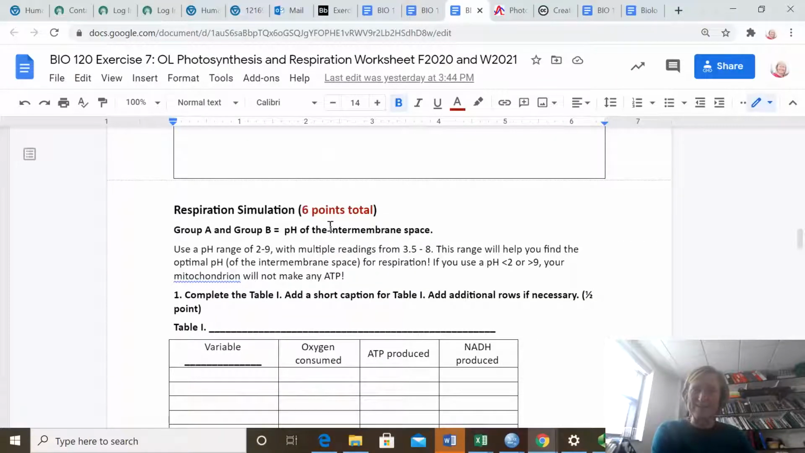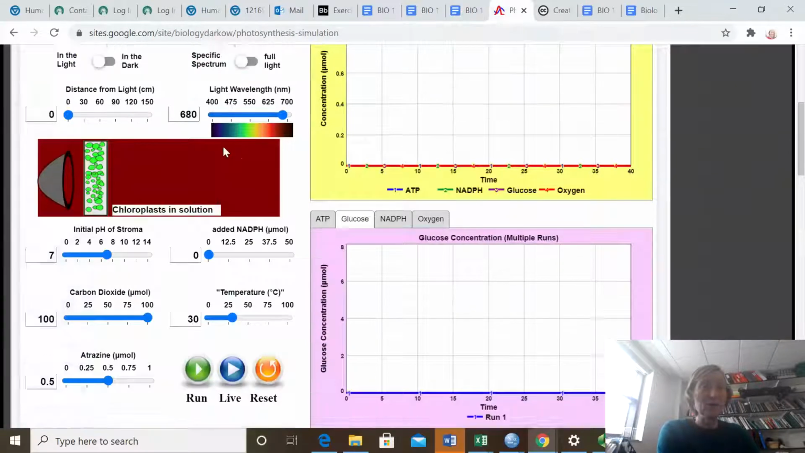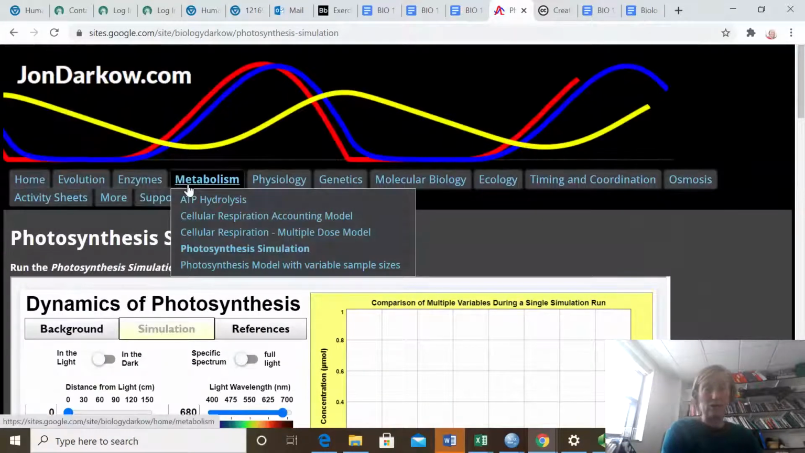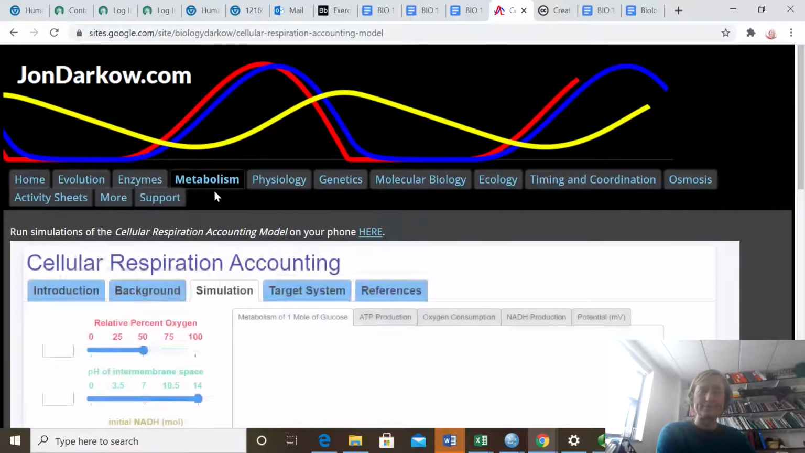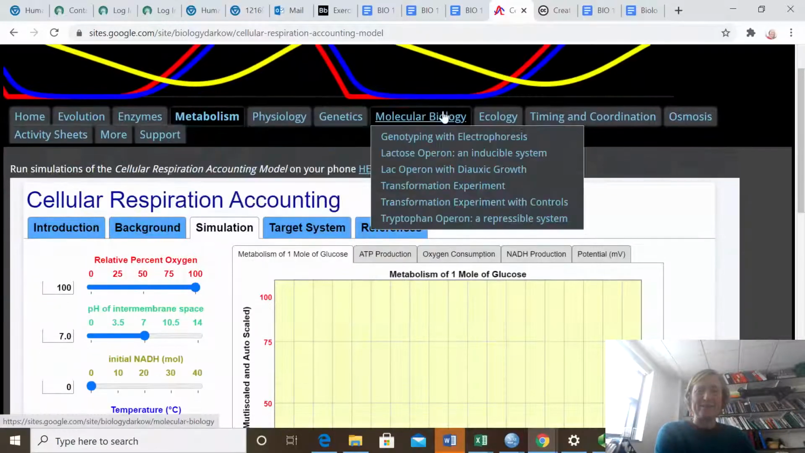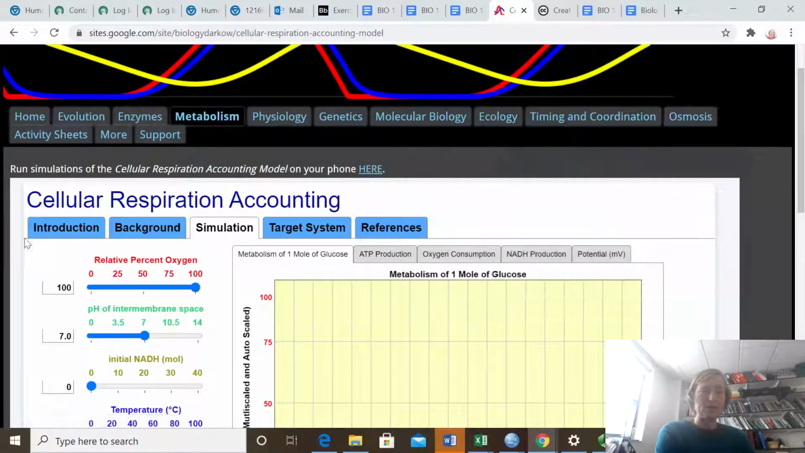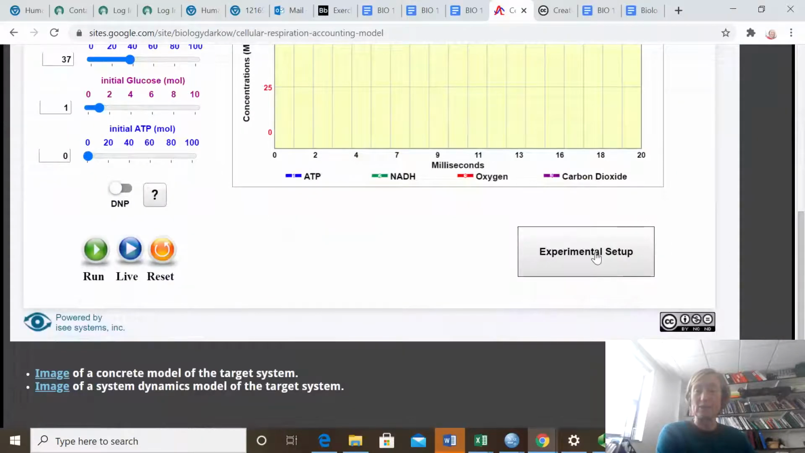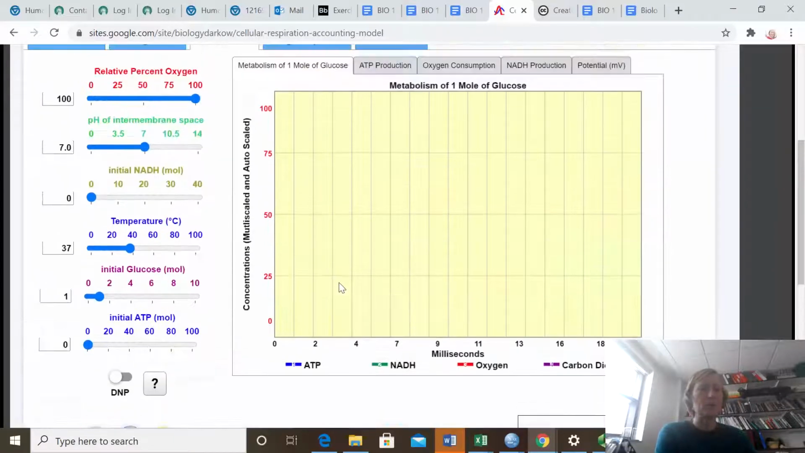respiration simulation. In the respiration simulation, if you go back to our document, you can see what we need to do. Under our simulations, we need to go to the cellular respiration accounting model. And it's very similar. Again, there's introduction and background information, and even information on the experimental setup, so we know what we're doing. That might be worth checking out before you run this.